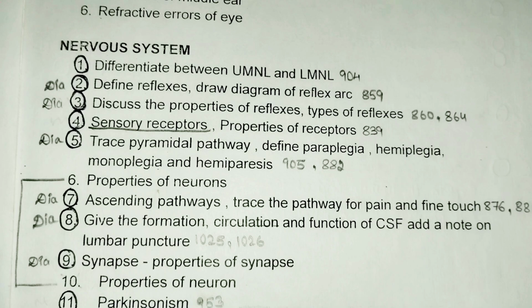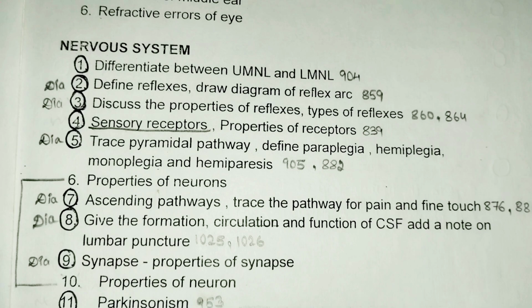Fifth one, trace pyramidal pathway, define paraplegia, hemiplegia, monoplegia and hemiparesis. Sixth one, properties of neuron. Seventh one, ascending pathways, trace the pathway for pain and fine touch. Eighth one, give the formation, circulation and functions of CSF and add a note on lumbar puncture.